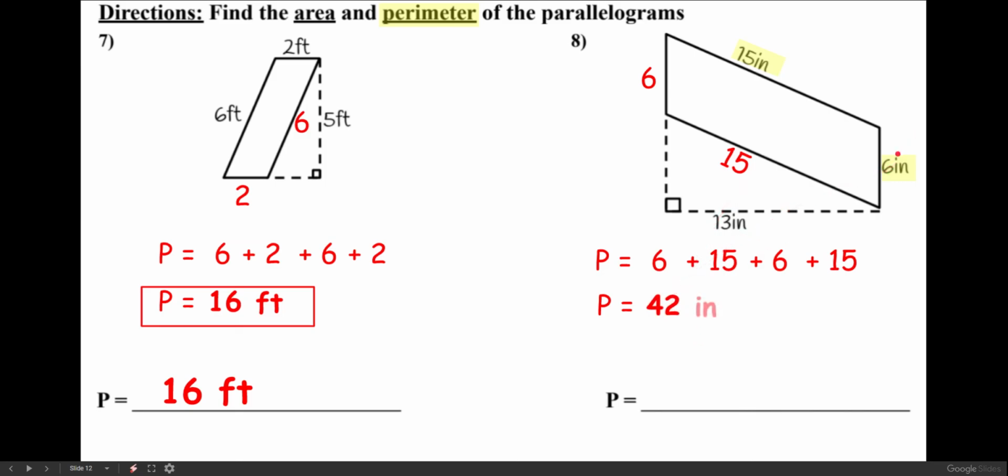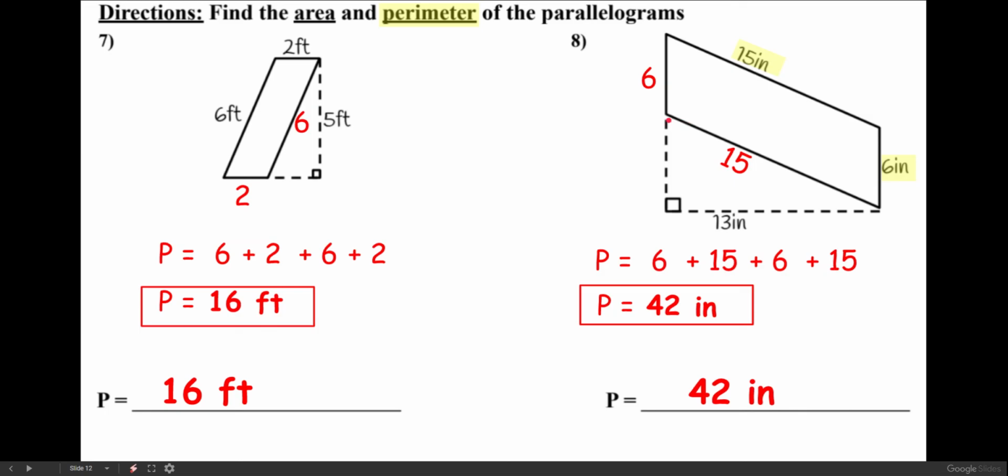42 what? 42 inches. By the way, some people have recognized that, well, if these two things are the same, can't you just add 15 and 6 and then just multiply it by 2 and get the answer? Yes, you can. But that won't work all the time. So it's a good idea, if you don't know things like that, to just add up all the sides manually. But it's up to you. If you're a smarty pants in math, you can do that.